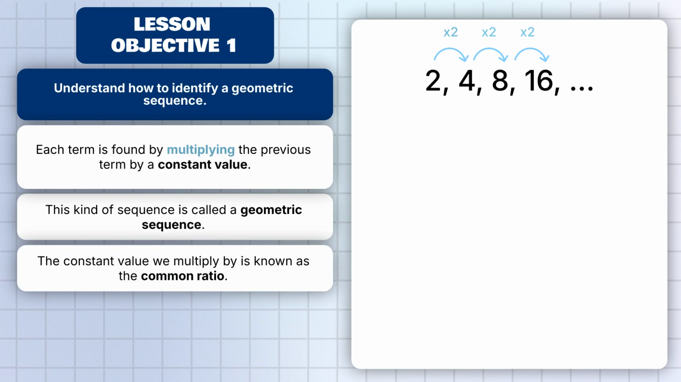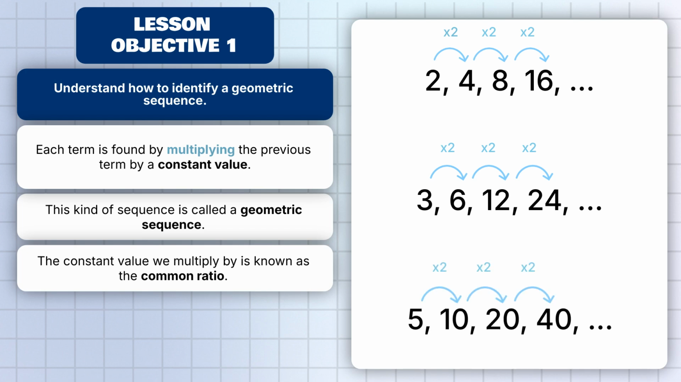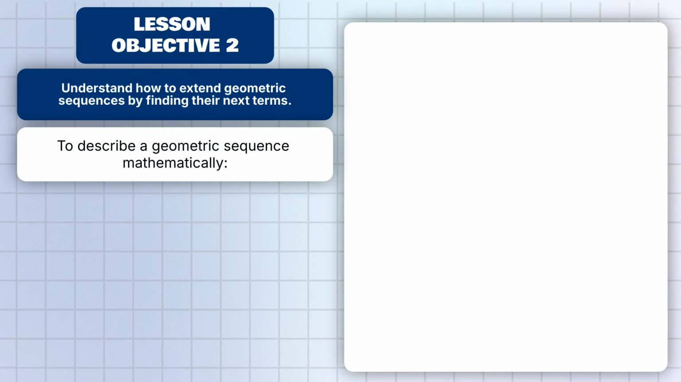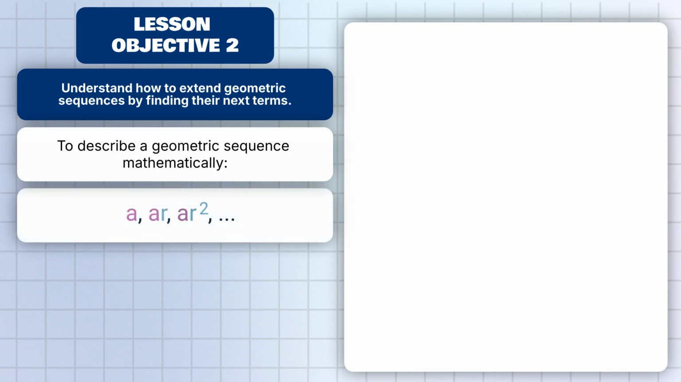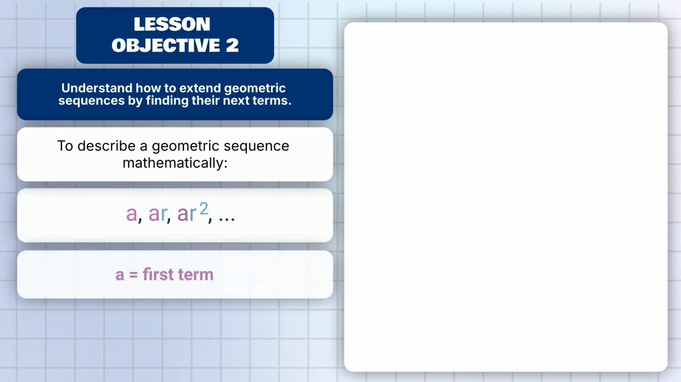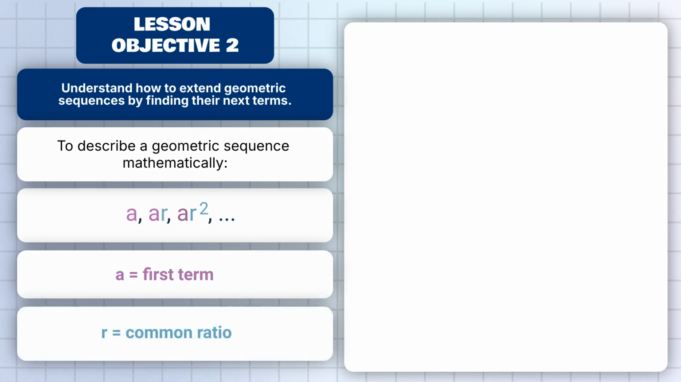Here are more examples of geometric sequences. The sequence 3, 6, 12, 24 is geometric because each term is multiplied by 2 to get the next term. So is the sequence 5, 10, 20, 40. To describe a geometric sequence mathematically, we use the form a, ar, ar squared, etc., where a is the first term and r is the common ratio.